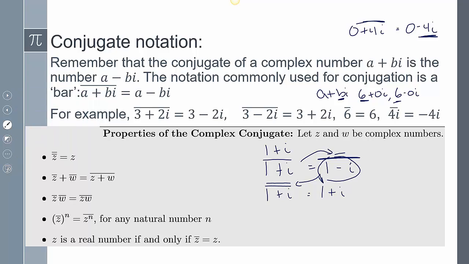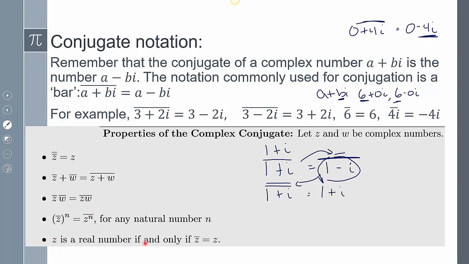The other properties say that if I take the conjugate of z and add that to the conjugate of w, it's the same as if I added them together and then took the conjugate of it. This one is stating if I take the conjugate of z times the conjugate of w, it's as if I multiplied them together first and then took the conjugate of it. This is saying if I take the conjugate of z to some power, it's the same if I took z to some power and then took the conjugate of it.